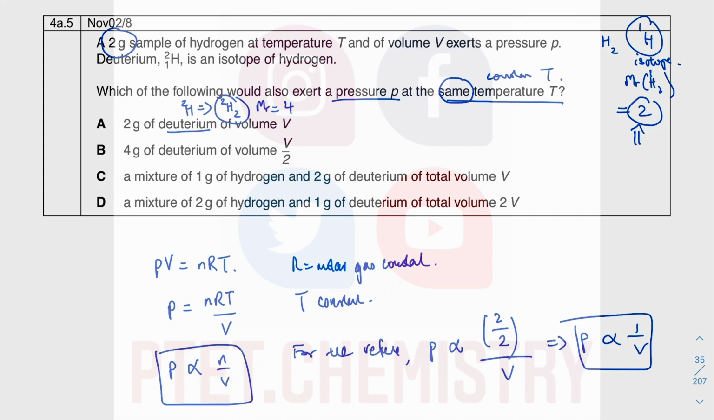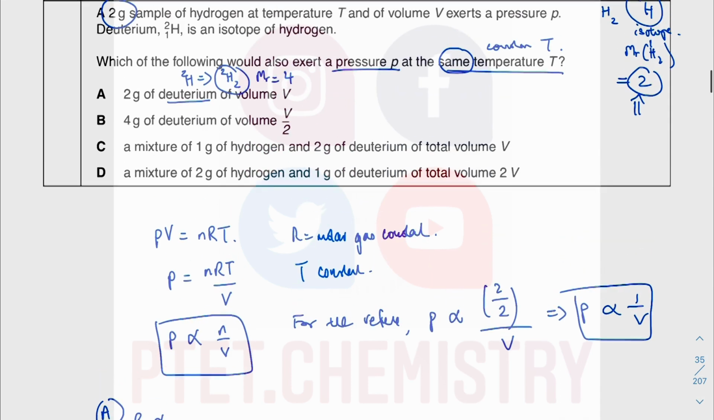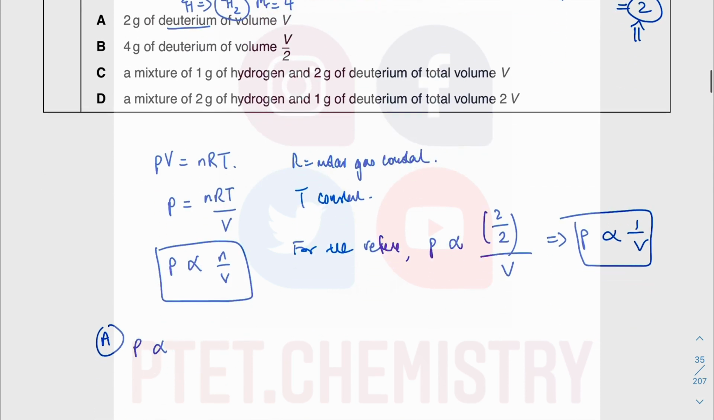Taking in mind that these are deuterium, and some have a mixture of hydrogen and deuterium, let me do that very quickly for option A. My P will be proportional. I don't use the word equal because I don't want to put in the R and the T, so I just use proportional. I should get 1 over V for it to be the same pressure as the original sample.